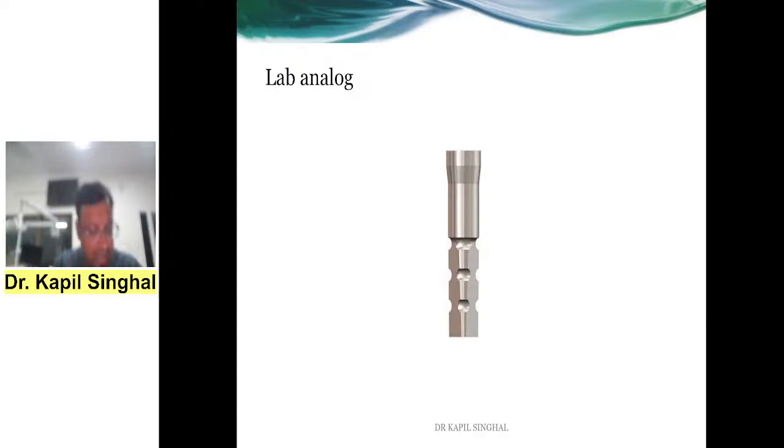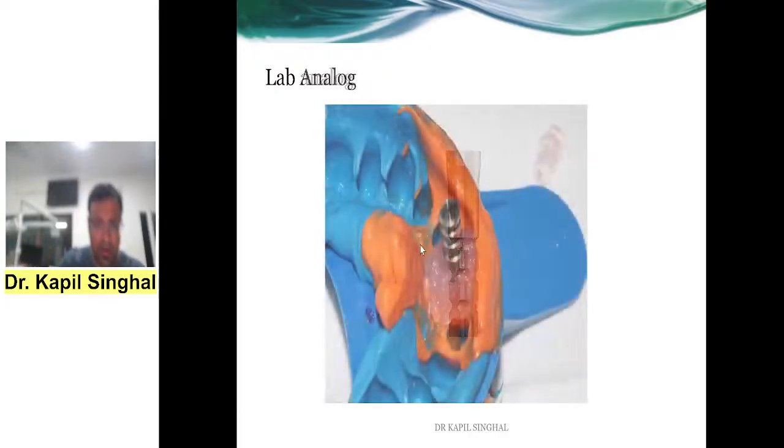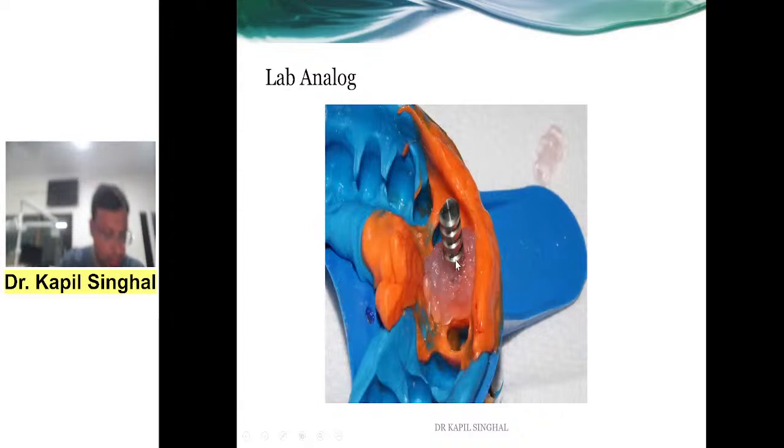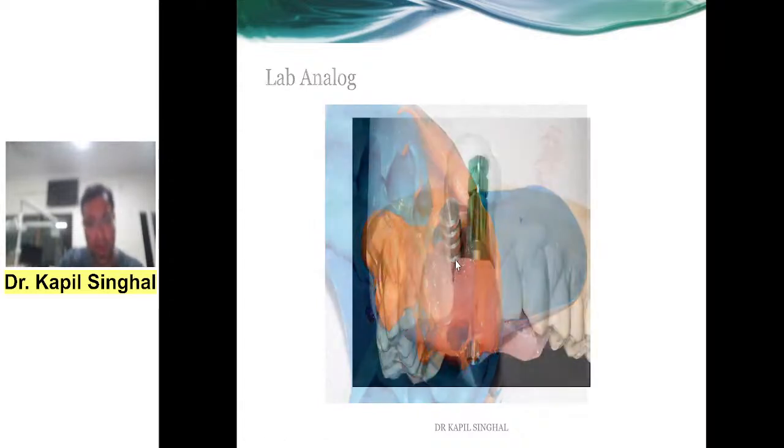Now to make a prosthesis, you need a working model. So what is a lab analog? This is the replica of the implant, the copy of the implant. Basically, it is the implant for the lab technician. Now, what your lab technician will do, he'll take this lab analog, place it over the impression post, and pour the model.